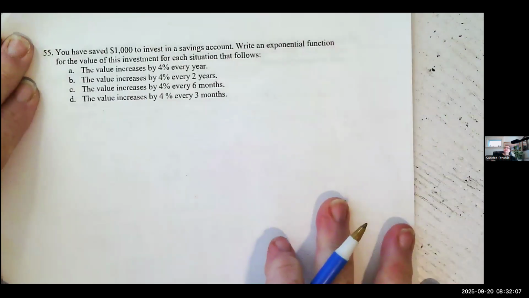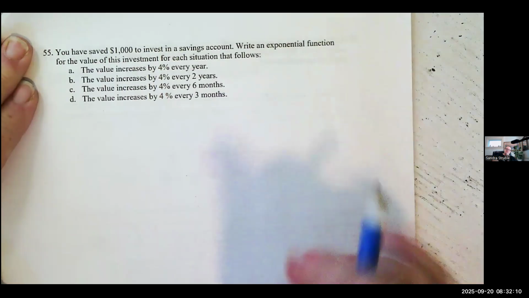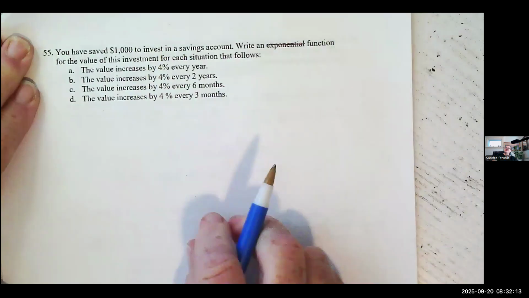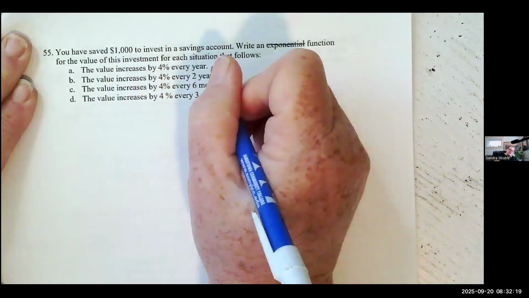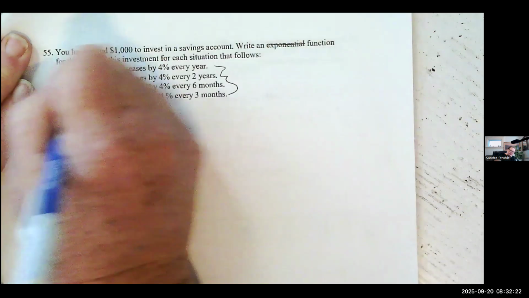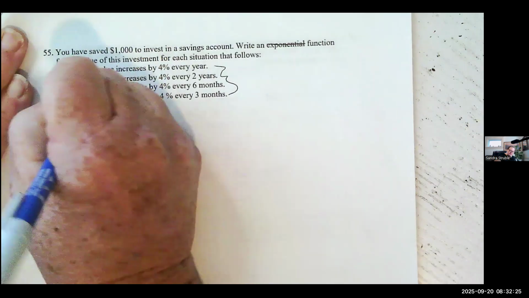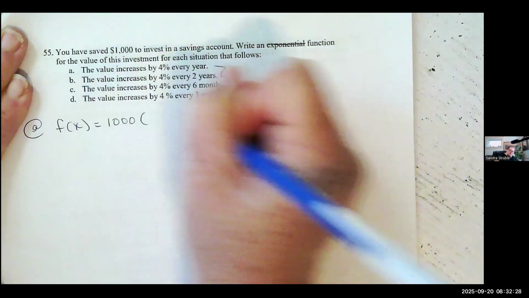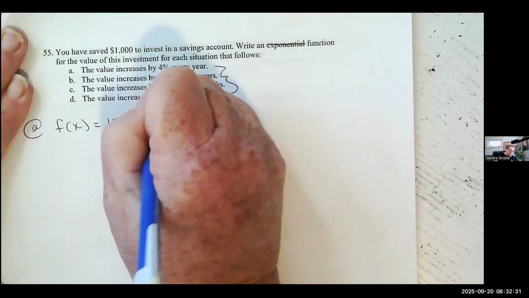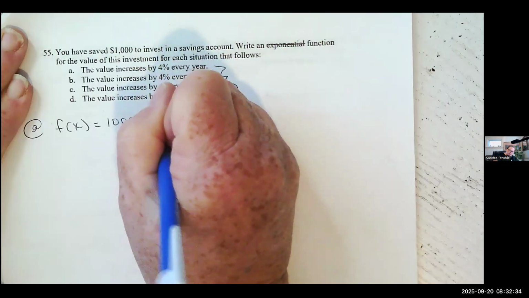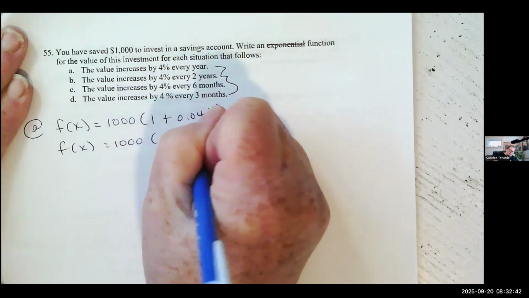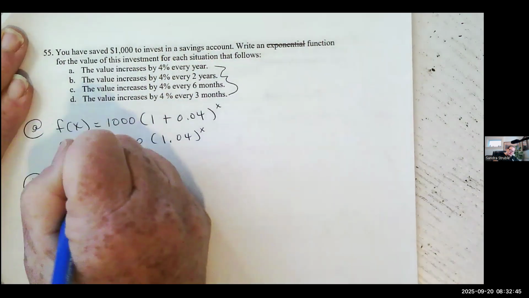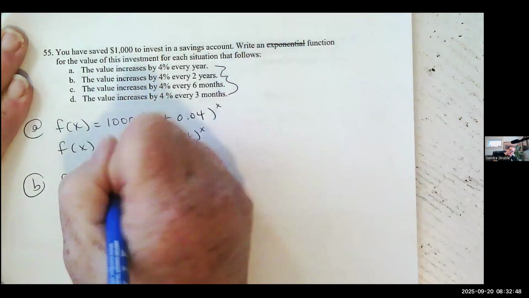You saved $1,000 to invest in a savings account. Write a function for the value of the investment for each situation that follows. So these are all going to be the same except for the exponents. All right. For A, f of x is equal to 1,000 times 1.04 to the x, since it's increasing. I just need to simplify that. All right, the rest of these are going to be exactly the same setup except for the exponent. So I'm just going to set these up.